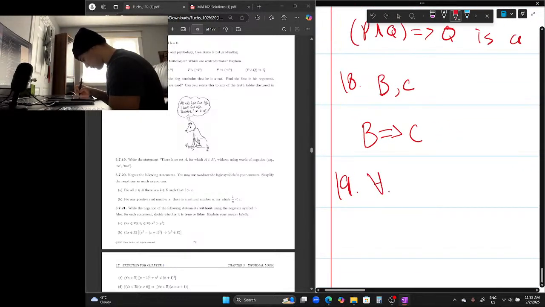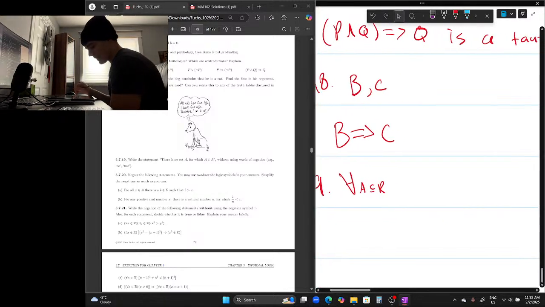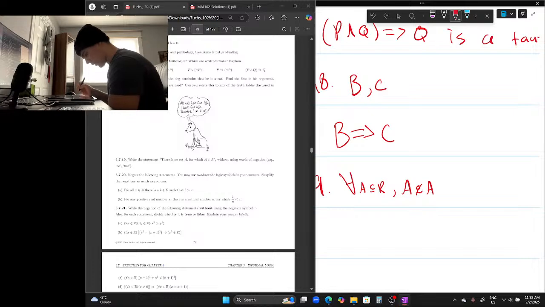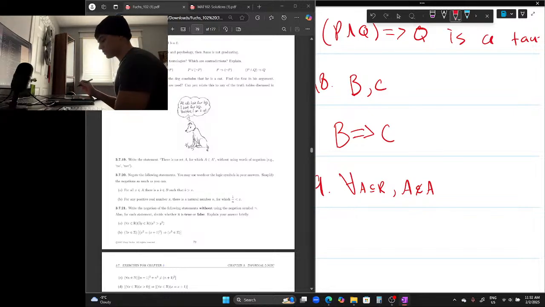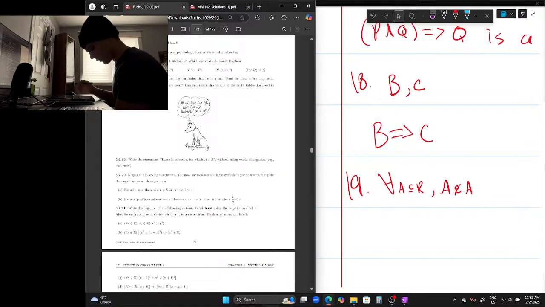I guess for every A, which is a subset of the real numbers, A cannot be in A. I think, let's see if that's true. For every set A, we have that A is not in A. Okay, well, similar, I just wrote it using quantifiers.